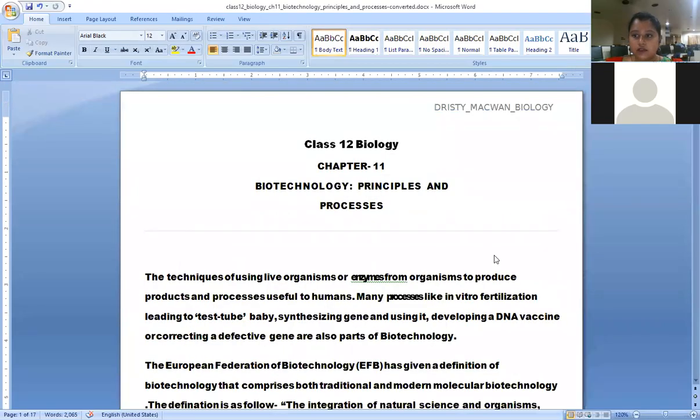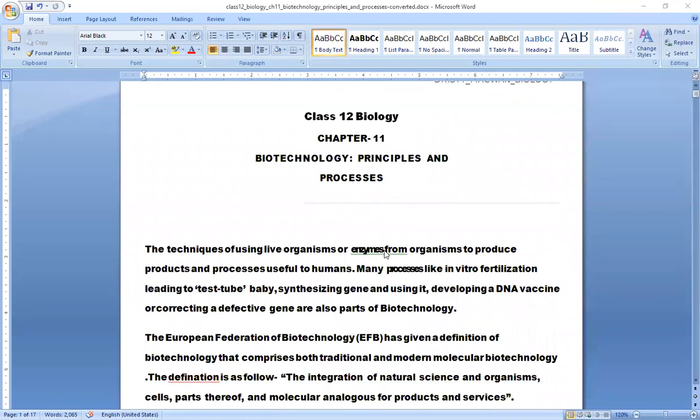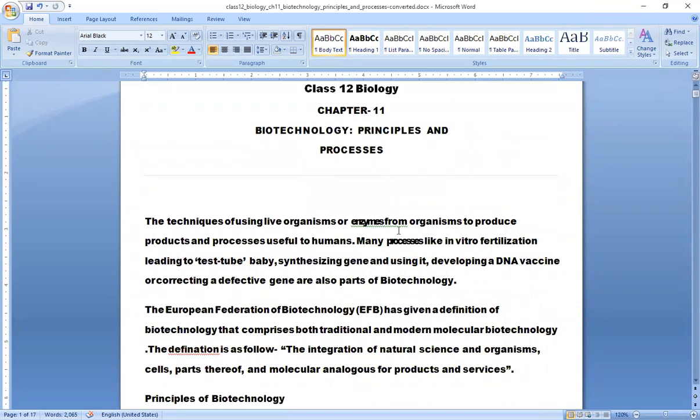So here we are going to start with the 11th chapter, and that is biotechnology, principles and processes, right? So here you can see the techniques of using live organisms or enzymes from organisms to produce products and processes useful to humans, right? So the techniques through which you are using live organisms or enzymes, and it is responsible for producing a product, then that type of process is known as biotechnology, right?